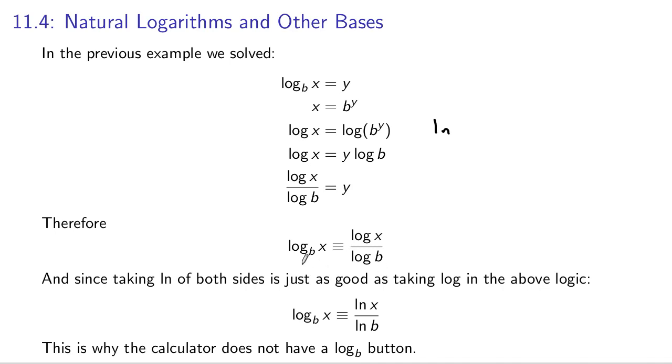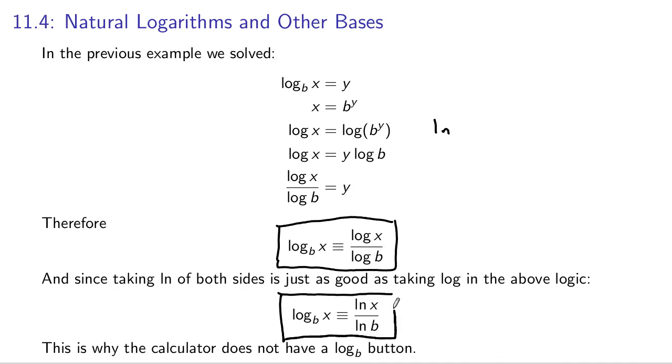So we can write this general equivalency. Log base b of x is equivalent to taking the logarithm of x base 10 and dividing by the logarithm base 10 of b. And since we could take the natural log of both sides, you could also define this as being the logarithm base b of x is the natural log of x over the natural log of b, or any other base logarithm. And this is why your calculator doesn't have a log base b button, is this rule is pretty easy to remember. To find the logarithm of a number to a particular base, take the log of that number, divide by the log of the base. And that's how you find it.